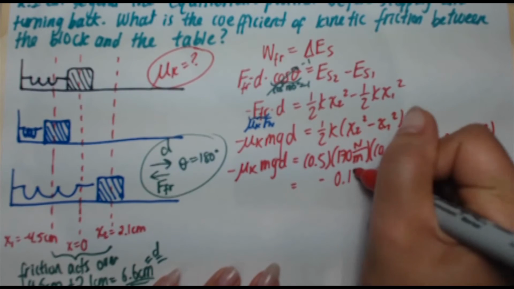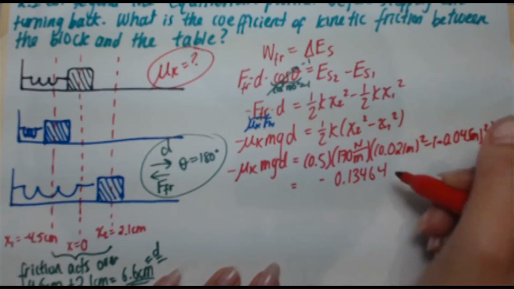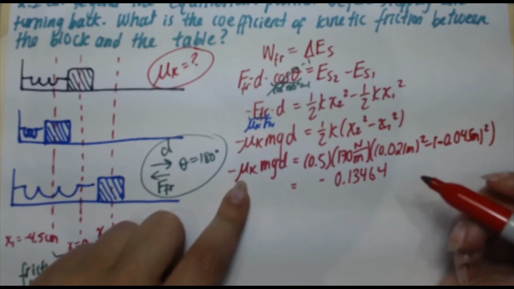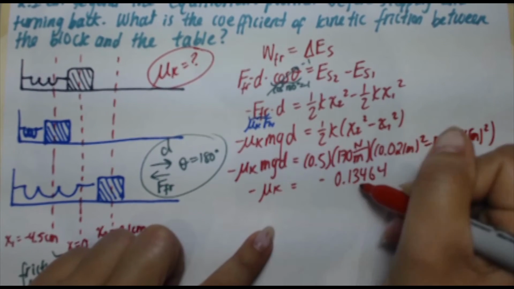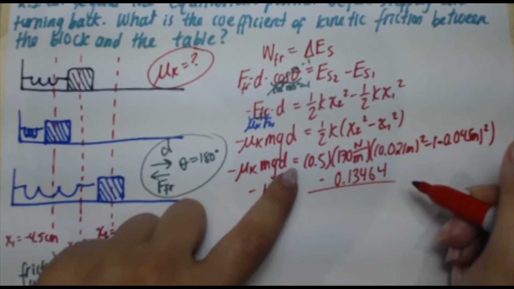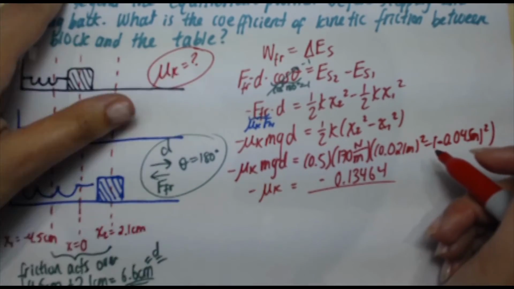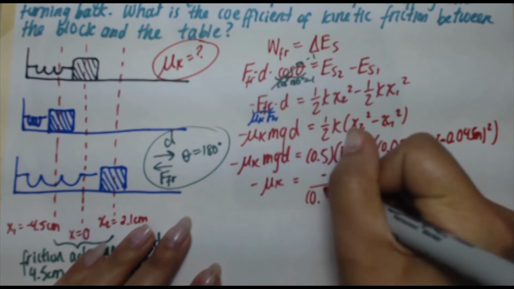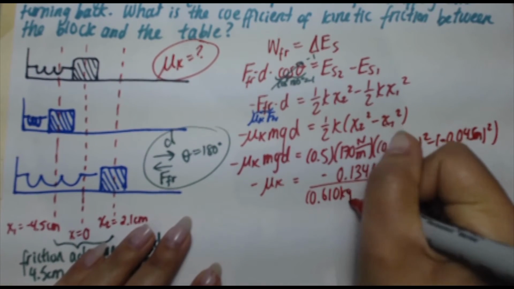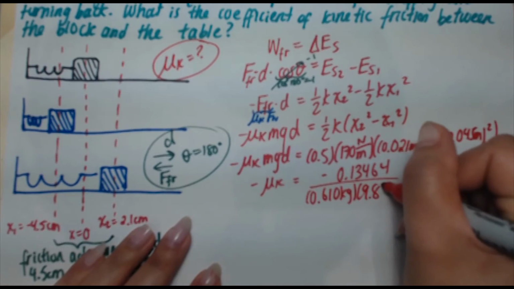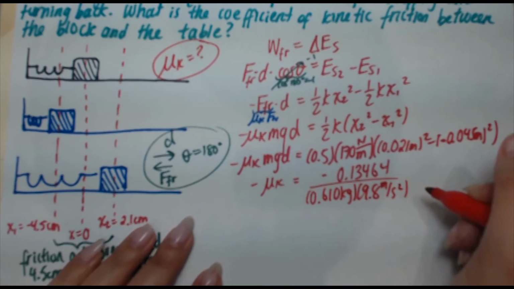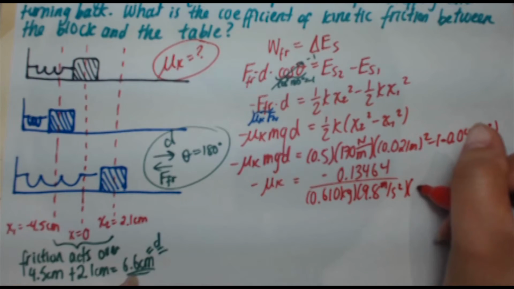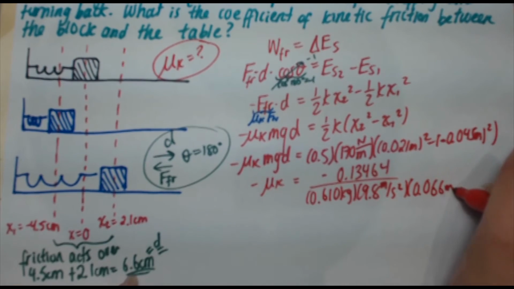minus 0.13464. Now that's equal to minus mu k mgd. If you want to just solve for mu k right on the spot, or minus mu k, you can just divide both sides by mgd. Okay, so the mass is 0.610, right? They tell you in the question. So let's plug those in. 0.610 kilograms. G is your handy 9.8 meters per second squared. And finally, d, the distance, we said it was 6.6 centimeters, or expressed in meters, 0.066 meters.